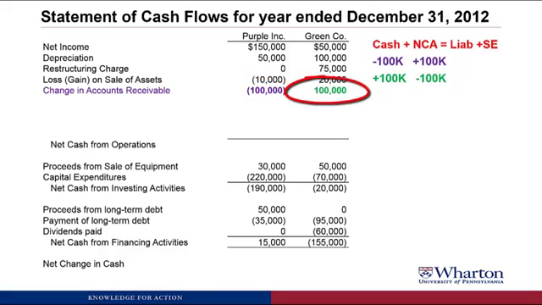For green, their accounts receivable went down by $100,000. It's a non-cash asset going down, so we add that back on the cash flow statement. The intuition here is that their cash collections were greater than their new sales, which must mean that they were collecting based on prior sales in addition to whatever they collected this period.